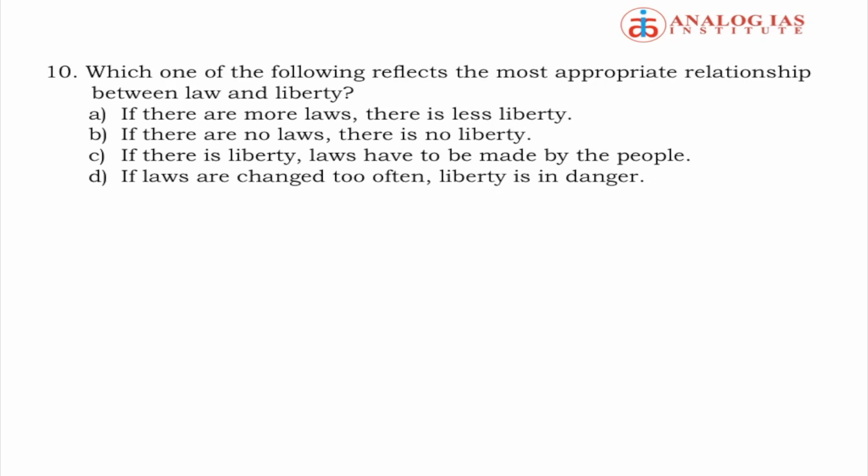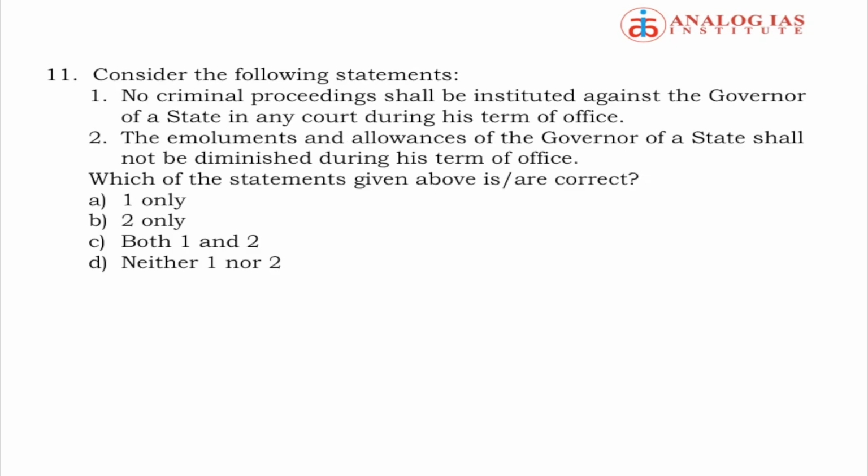We come to the next question. Consider the following statements. Statement 1: No criminal proceedings shall be instituted against the governor of a state in any court during his term of office. Yes, the statement is correct. Article 361 has given an immunity to the president as well as governors of states regarding any kind of criminal proceedings against them in any court of law.